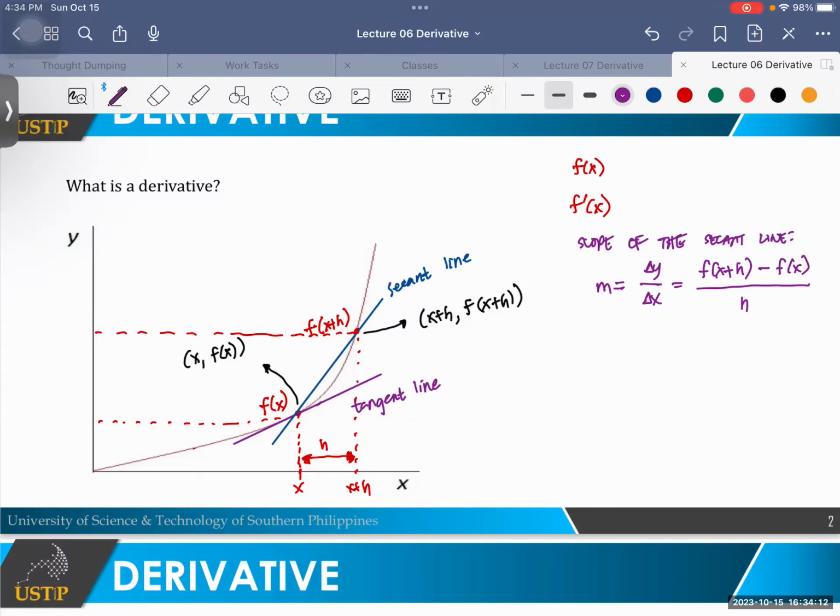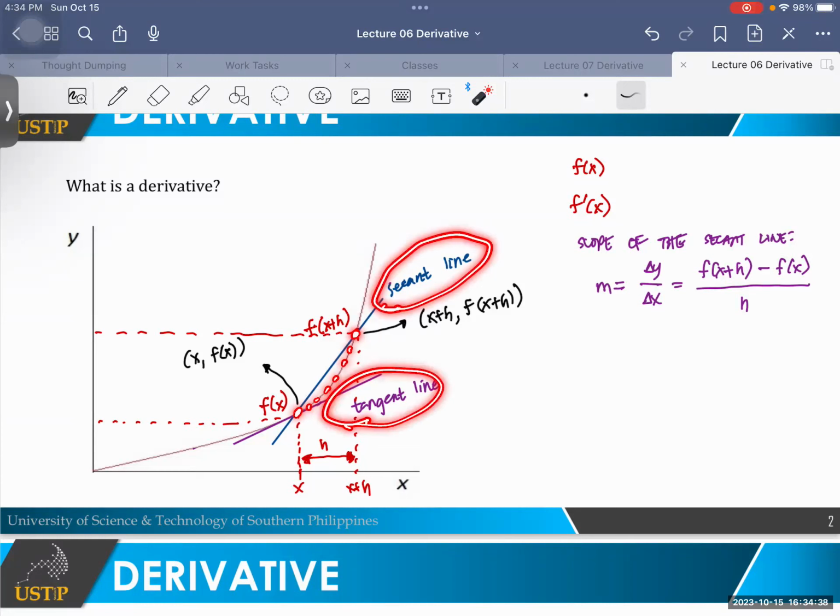Now, that is the slope of the secant line, but we don't want the slope of the secant line. We want the slope of the tangent line. So what we did here, class, is, what if this point gets closer and closer and closer to this point, such that the slope of the secant line will be equal to the slope of the tangent line. Okay? So how is that possible? If you have this slope of the secant line, its slope is given by this.